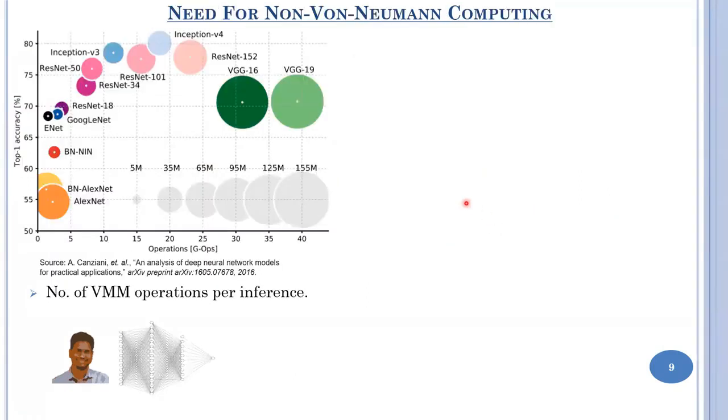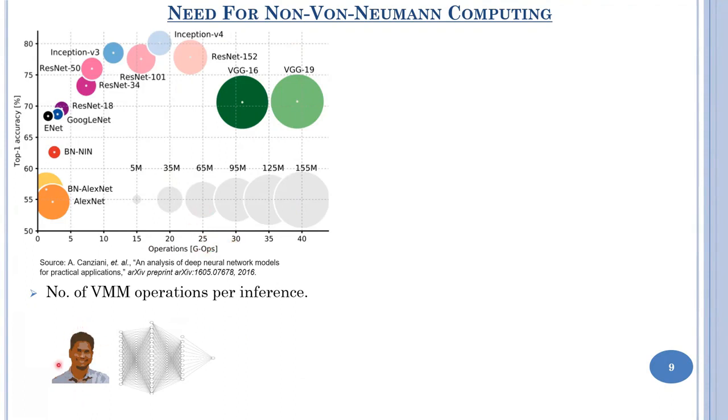Okay, so let me then talk about this curve. On the x-axis, you have the number of operations in giga operations. So what is one operation? One operation is simply one vector by matrix multiplication. These are the most common neural networks: VGG, Inception, ResNet, which people use nowadays. This graph shows that for performing one inference, that is, for classifying one image into a particular label, these neural networks take around 15 to 30 giga operations.